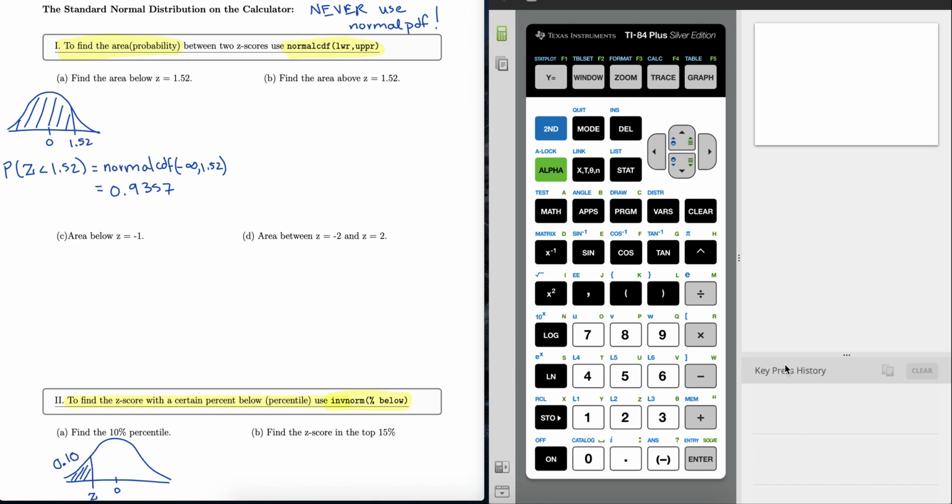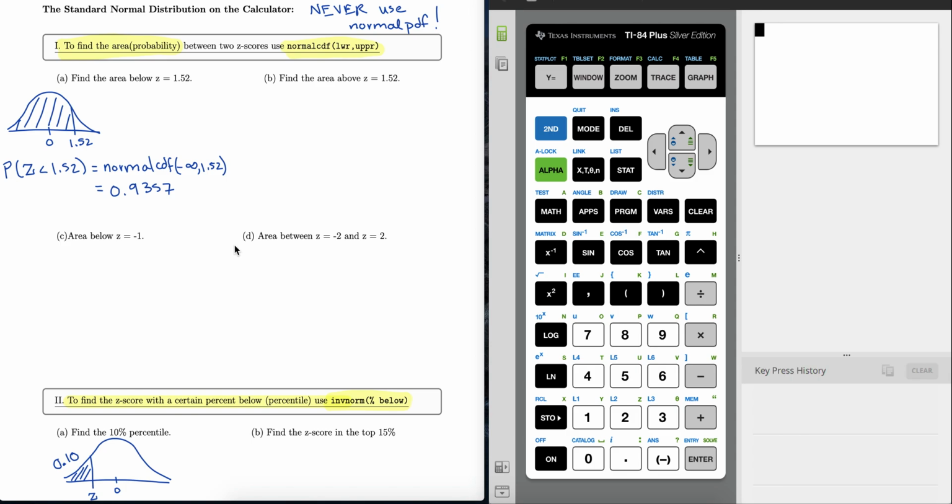How to use our calculator to find areas under the normal distribution, specifically the standard normal distribution, or that on the scale of z-scores centered at 0 with standard deviation of 1. I already have a couple worked out so I can show you the calculator steps, then I'll close that out and we'll work a few more examples.